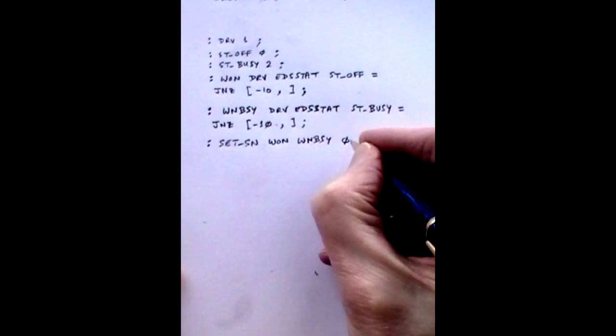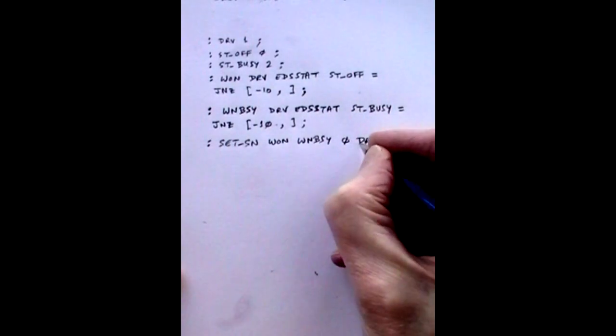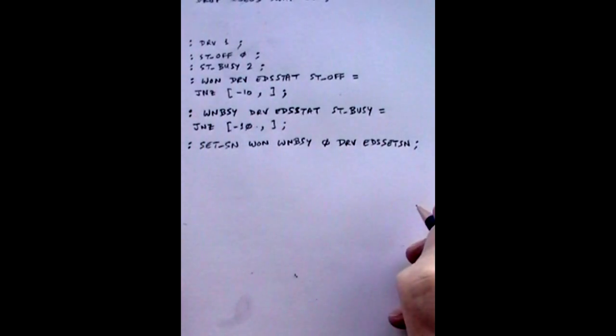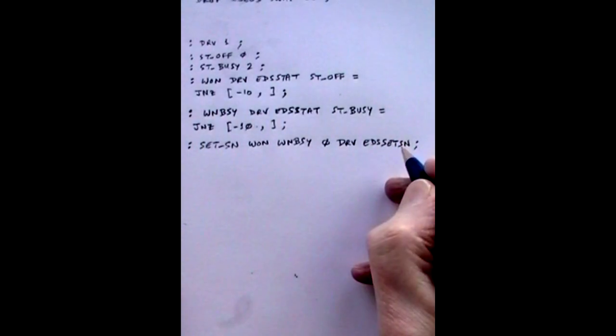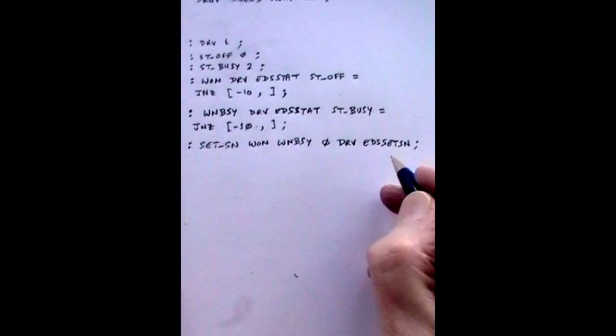So we'll put the most significant bit on stack, the 0, and then we can say drive EDS set sector number. End. So this is another system routine which takes the top two values as a 32-bit quantity and sets a sector number for that disk drive. So we can check this before we move on.